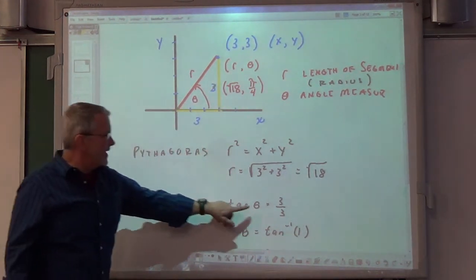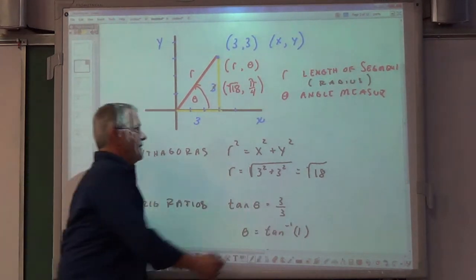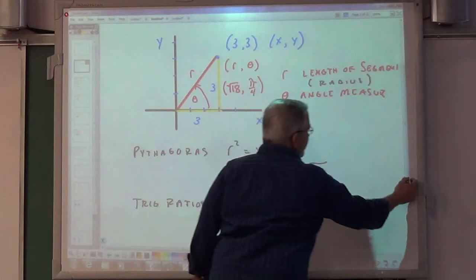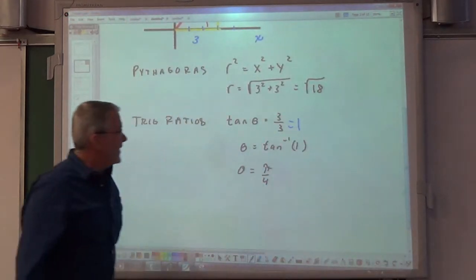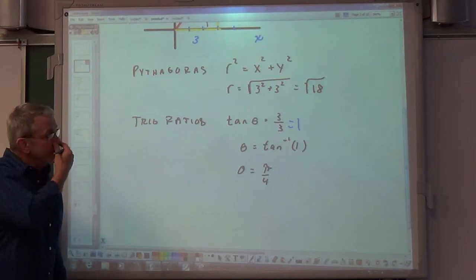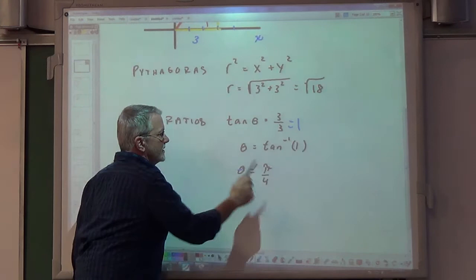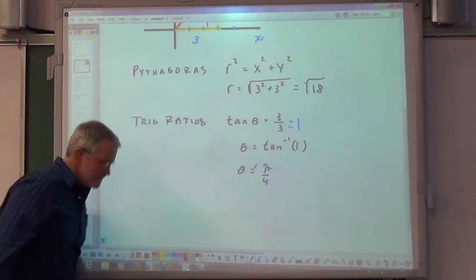So the tangent of theta is opposite over adjacent, which is 3 over 3, which is equal to 1. Therefore, theta is the inverse tangent of 1. And we know the inverse tangent of 1 is pi over 4. Okie dokie.